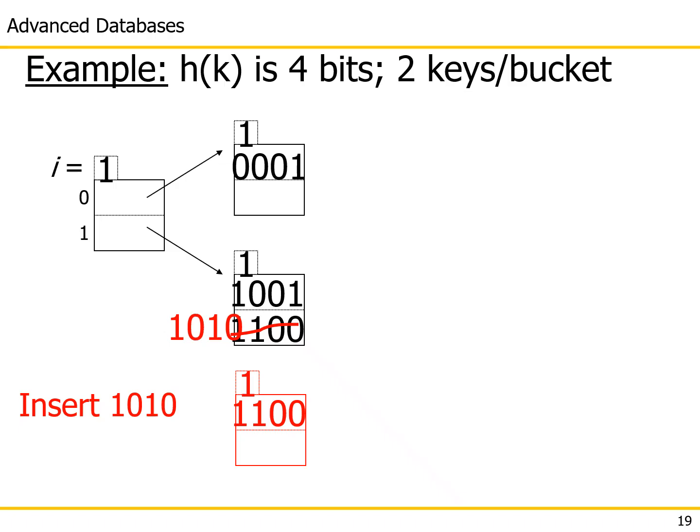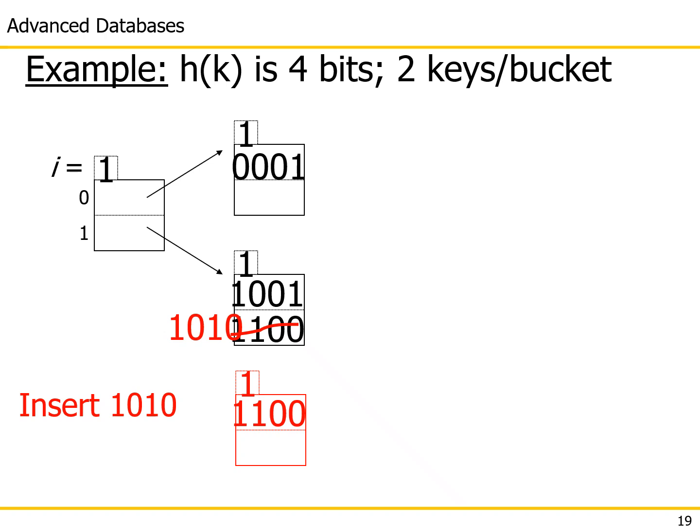Now, when we create a new page, someone has to point to the new page. So we have to check the I. Can we point from the directory to the new page? Well, I is 1, and there are already 2 pages. If I is 1, I have only 2 possibilities, 0 and 1. So that's 2 of them.